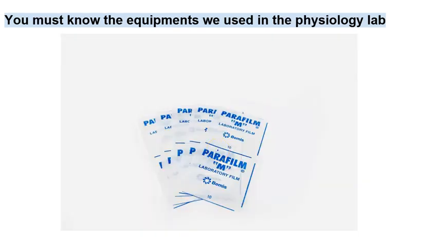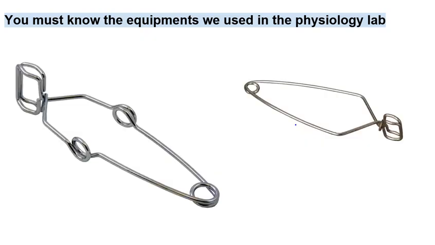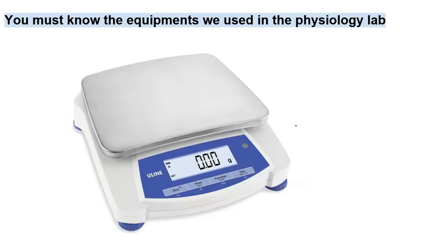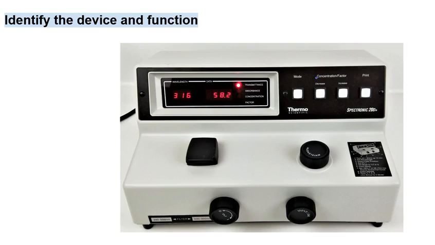Okay, and then you can see this is parafilm. We use the parafilm to cover our test tubes or beakers for different reasons. And then now here you can see the test tube holder. Here we have the scale. So let me just write it down. Here we have the scale, which we use to measure the amount of powder or something that we need to weigh. So we use the scale in our lab.